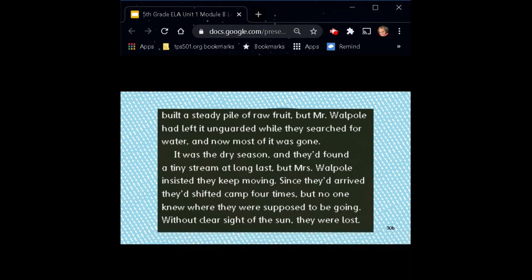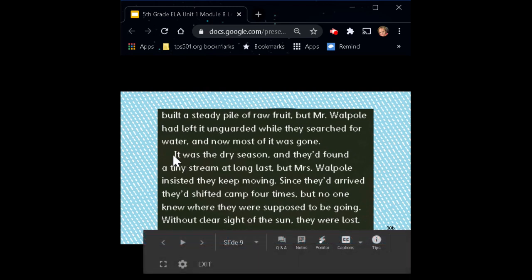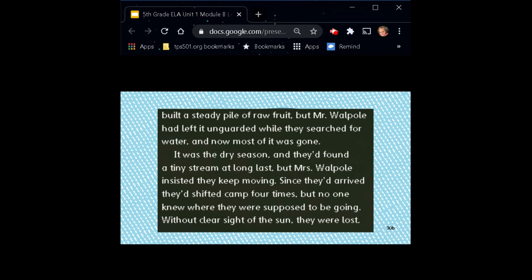Let's go on to the next paragraph. We're going to start right here. It was the dry season, and they'd found a tiny stream at long last, but Mrs. Walpole insisted they keep moving. Since they'd arrived, they'd shifted camp 4 times, but no one knew where they were supposed to be going. Without clear sight of the sun, they were lost.